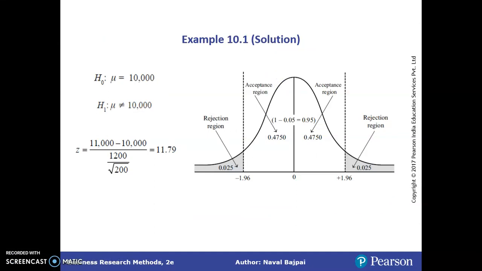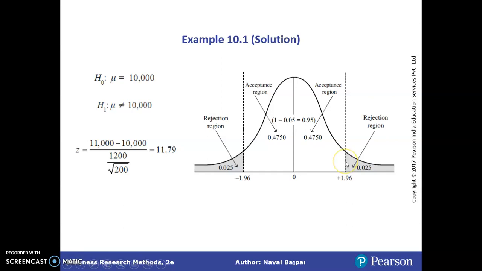So we have calculated the z value as 11.79. Let's compare. It is obviously greater than 1.96. So the rule of thumb is, if your calculated z value is greater than the threshold value or the critical value, you will reject the null hypothesis and you will accept the alternate hypothesis.